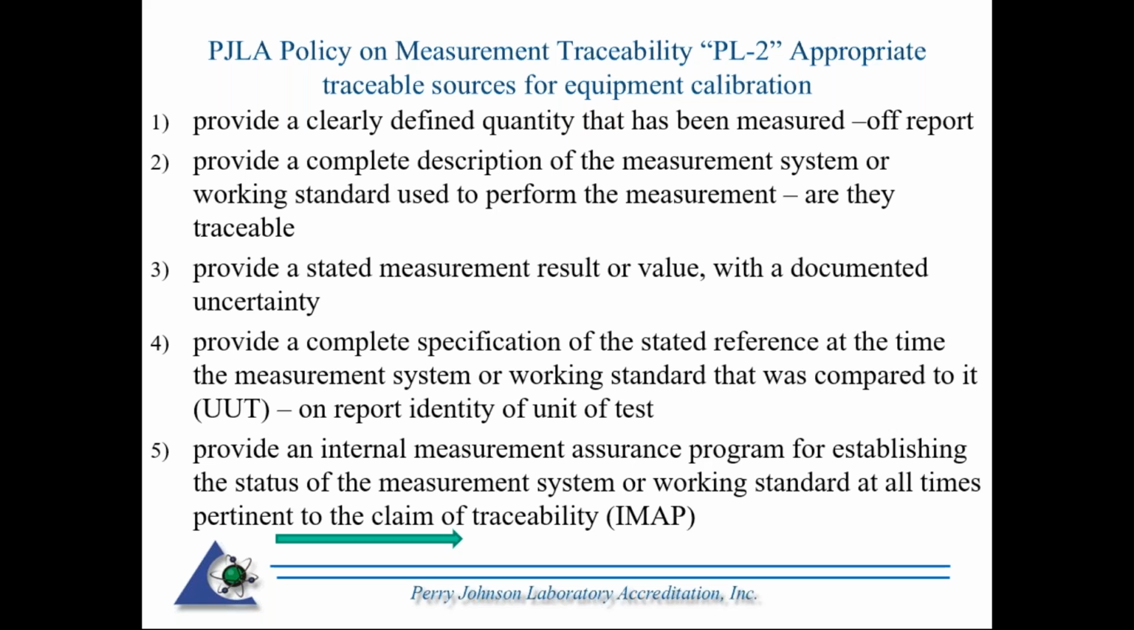There should be a complete description of the measurement system, the working standards that were used to perform your calibration. A key thing that's going to be looked at here is whether those are supported by a traceable calibration. Number 3, of course, is uncertainty. The report would have to have a stated uncertainty that would be reviewed. As we stated at the very beginning, through our definition of traceability from the VIM, that is a needed element in order for the measurements to be considered traceable.